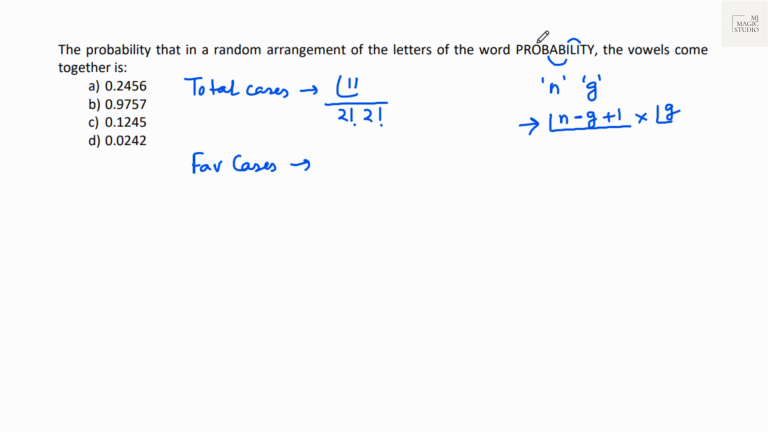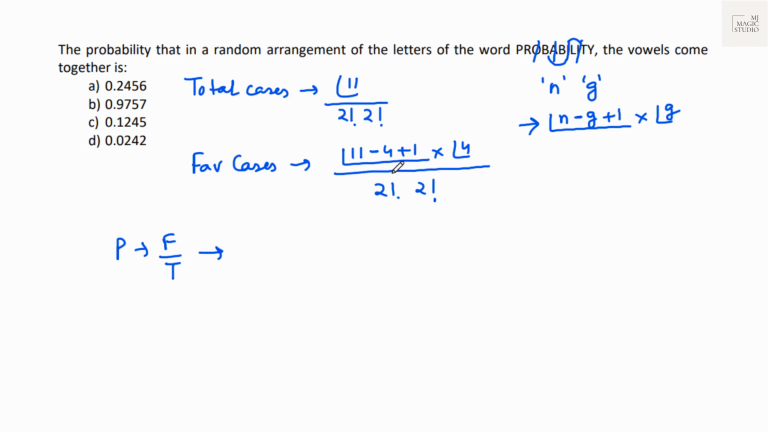Now how many vowels are there? O, A, I, and so on. We have 4 vowels. So the favorable number of cases would be factorial (11 minus 4 plus 1) into factorial 4, divided by factorial 2 and factorial 2 for the 2 B's and 2 I's. Now probability is given by favorable cases divided by total number of cases. We can see that the denominator is the same, so we can avoid it.